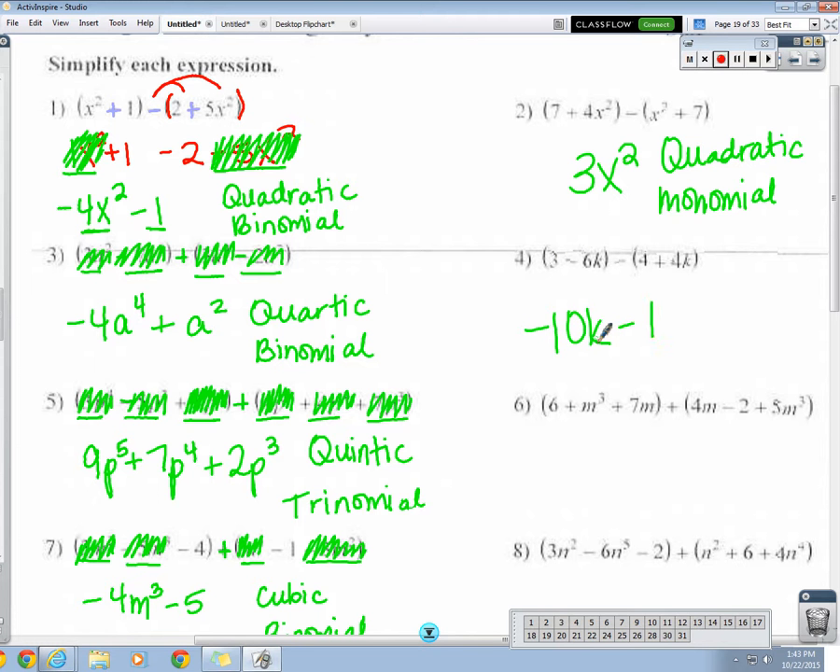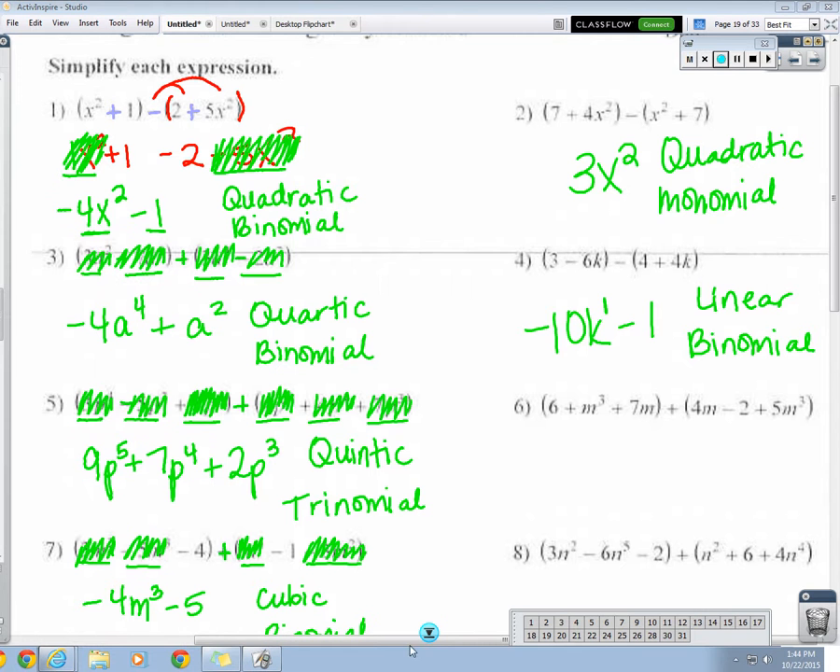Okay, see how this k doesn't have a visible exponent? That's an understood 1. Whenever your highest exponent is a 1, it's linear. And think about it. When you're graphing lines, aren't they in the form mx plus b? Mx plus b. Okay, and then what linear what? Binomial, because it's 2 terms.